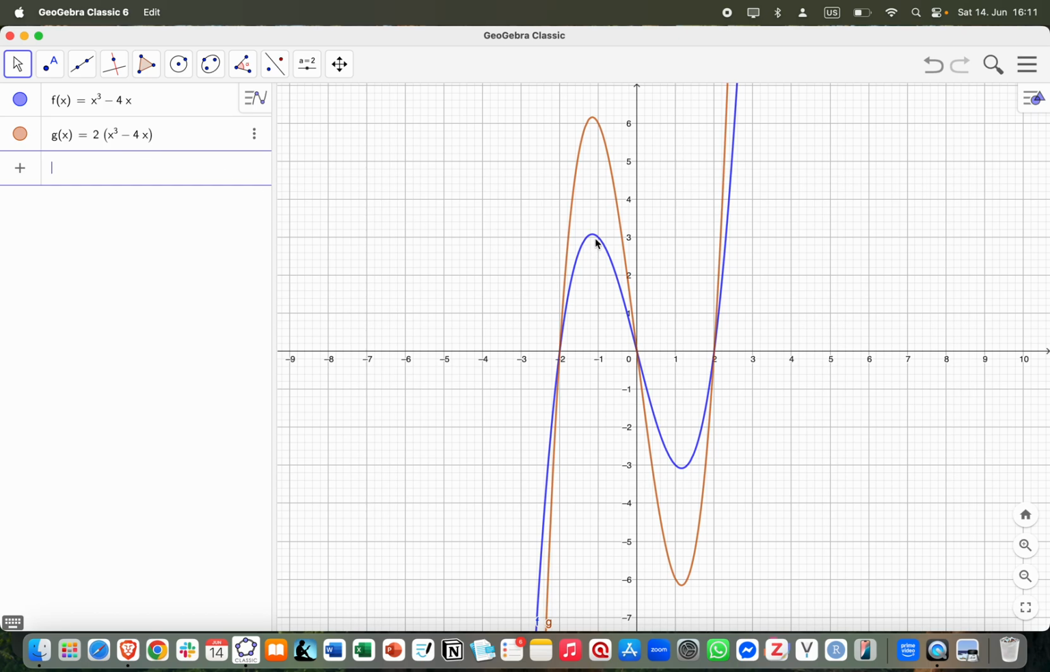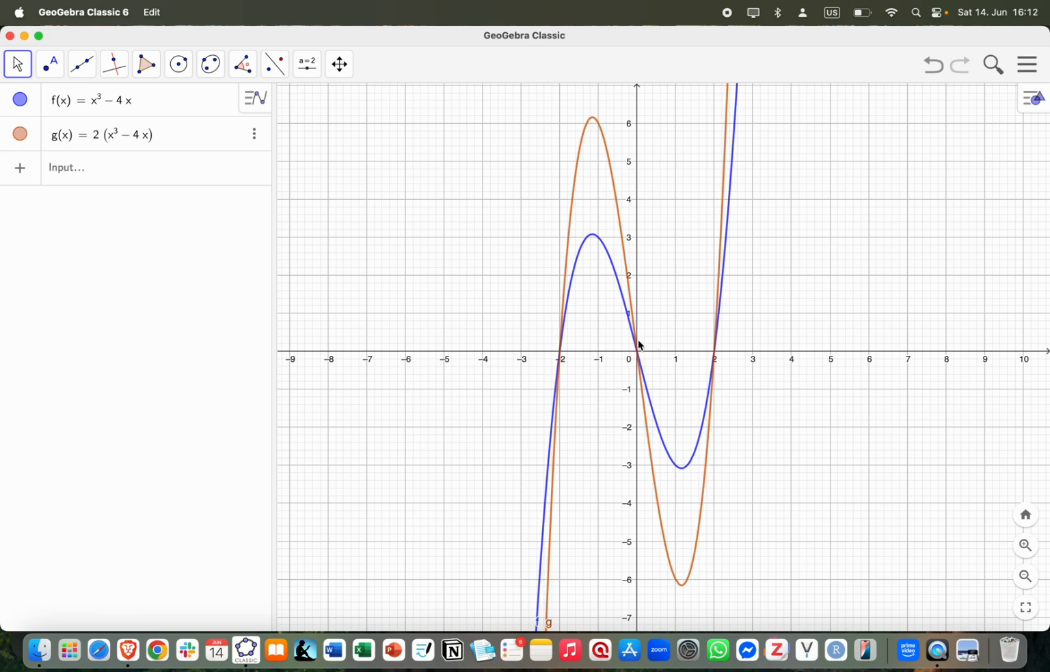So for example, here, the value of f is equal to 3. And if we multiply by 2, it becomes 6. And this is the same here. For example, at x equals 1, the value of f is negative 3. And therefore, if you multiply it by 2, then the value of g here is y equals negative 6. So that's the value of the function.